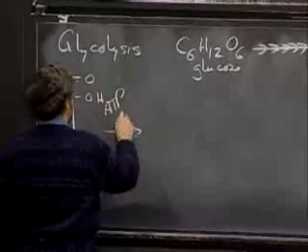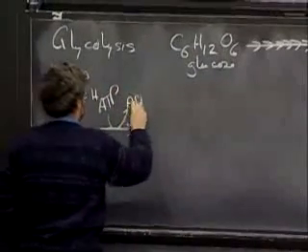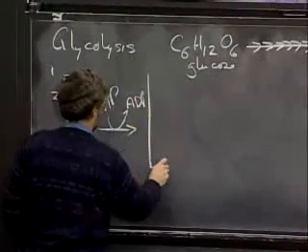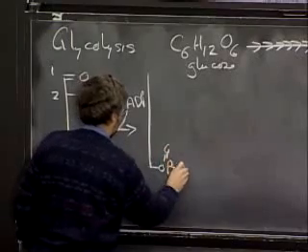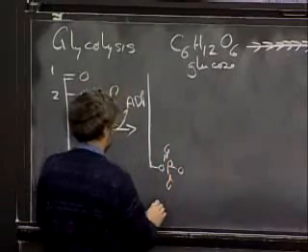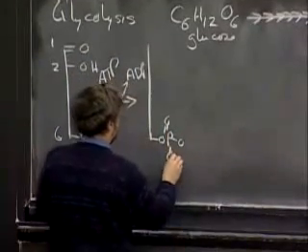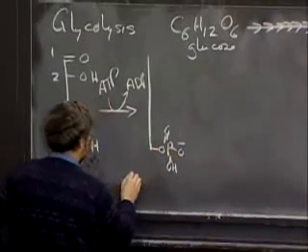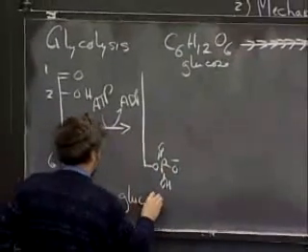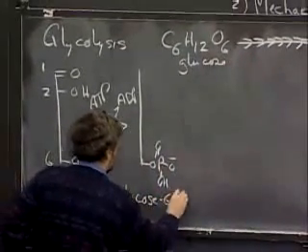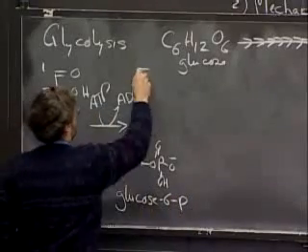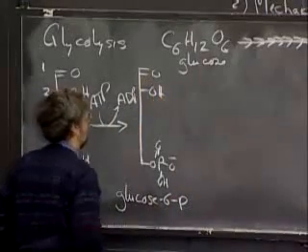It takes an ATP, converts it to an ADP, and puts the phosphate down here to give glucose 6-phosphate. That's the only thing that changes.